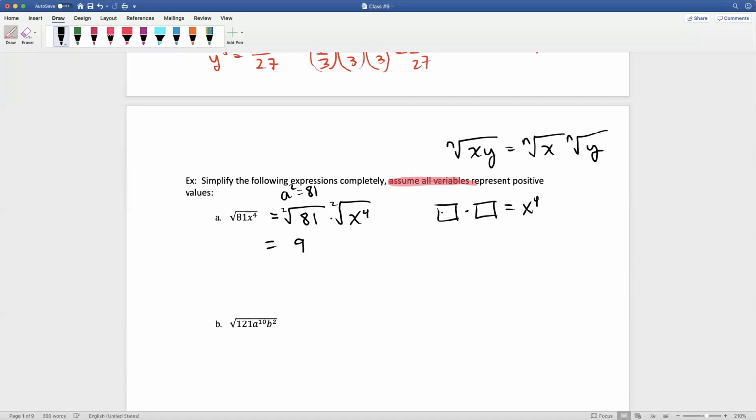Okay, so remember when the base is the same and we're multiplying, we add exponents. So that guy has to be a 2. X squared times x squared is x to the fourth. So the square root of 81 x to the fourth is equivalent to saying 9x squared.